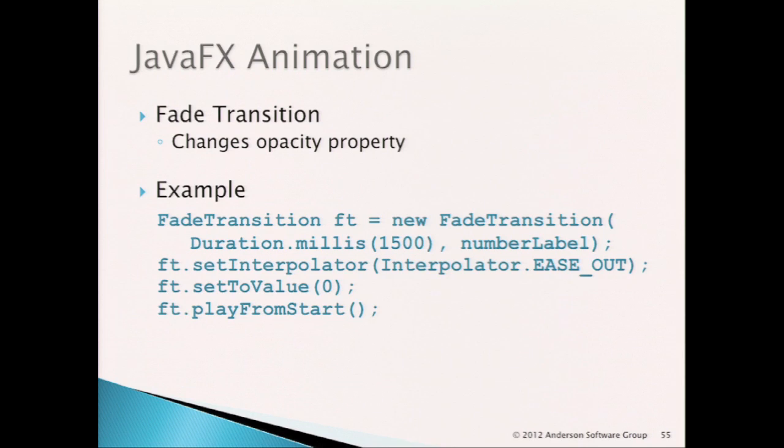So in the example, we make up a fade transition called FT, and we specify that the duration of the fade is going to be 1500 milliseconds, which is 1.5 seconds. We're going to do the fade transition on a number label, which you saw in the STA. And then we do the ease out on the interpolator, so we just make a call to that. And then we set the opacity value to 0, which means at the end of the fade, it'll be completely transparent. And then to start the animation, you just say play or play from start. That's all you have to do. JavaFX APIs take care of everything else that you see there.